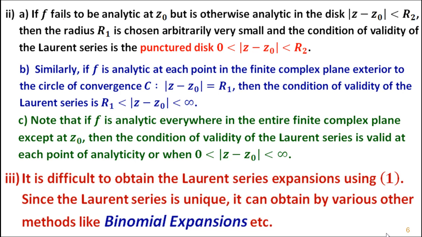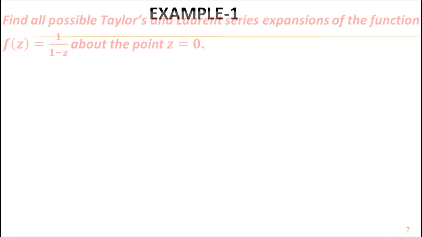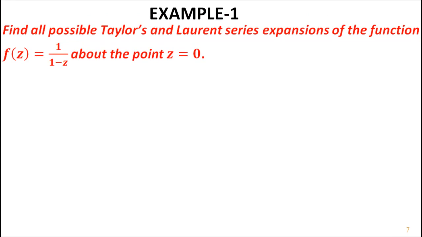So by gathering all the information, we can study the examples now. Let us take example 1. Find all possible Taylor's and Laurent series expansions of the function f(z) = 1/(1 − z) about the point z = 0. Let us see the solution.